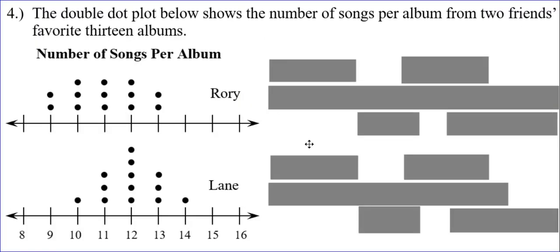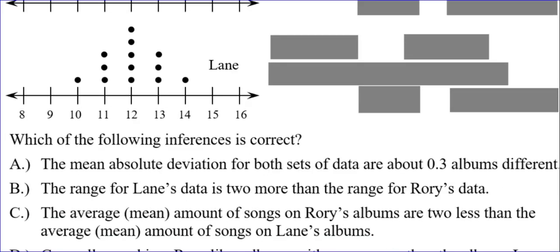All right, yes, you're noticing dot plots take longer to do than box and whisker plots. I know. I'll do this last one with you, and then you can do the rest on your own. It says the double dot plot below shows the number of songs per album from 2 friends' favorite 13 albums. All right. Which of the following inferences is correct? Okay, so this is not one that's saying not true. This one wants what is true, what is correct.